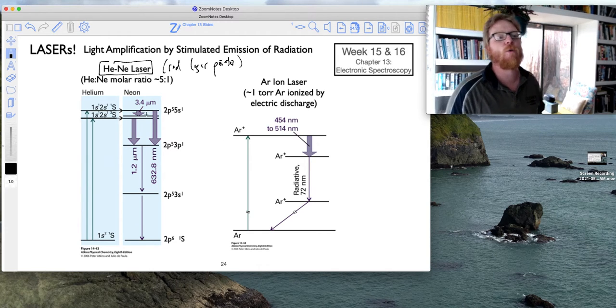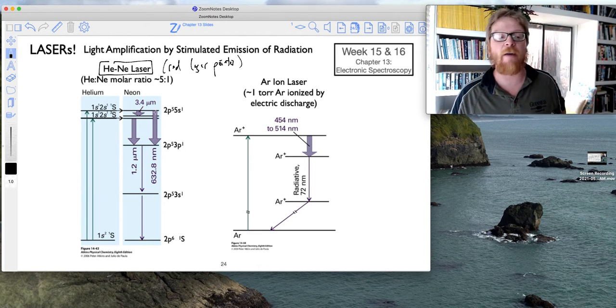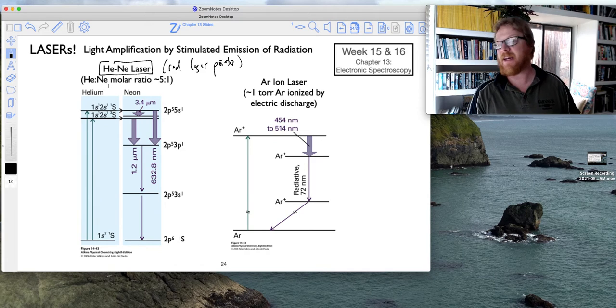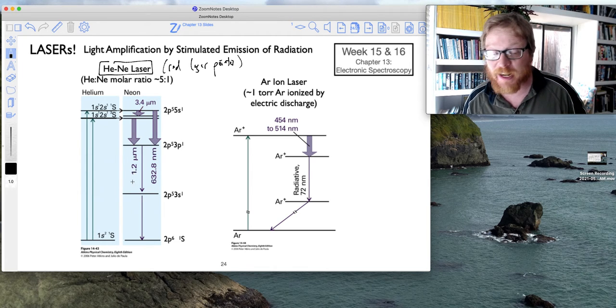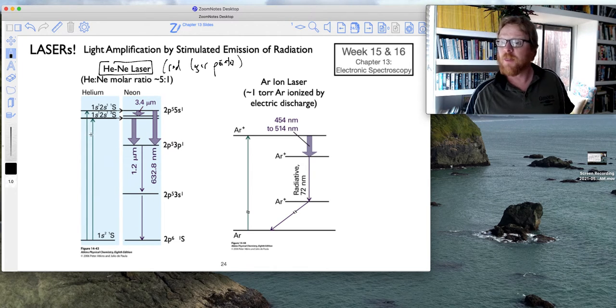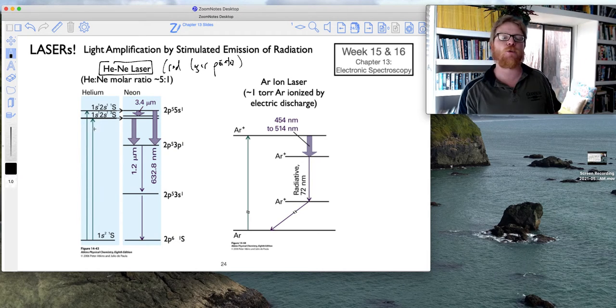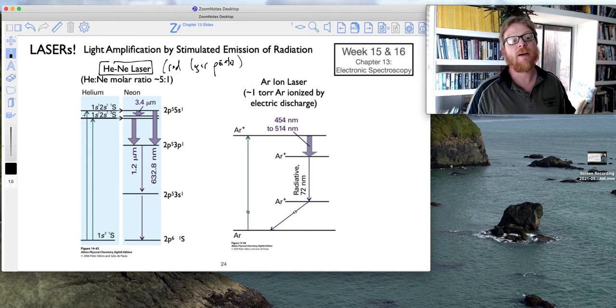Okay, so those are created. The laser cavity has a ratio of helium and neon. And the reason for that is, as it turns out, helium is really good at absorbing the pumping radiation. And a stopgap is created. So a population inversion is created from helium colliding with neighboring neons.